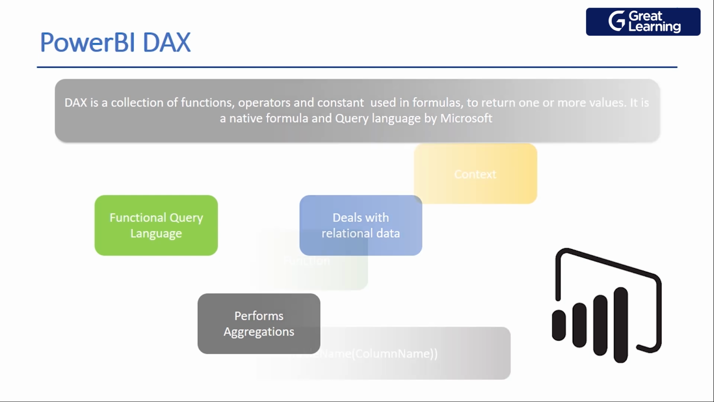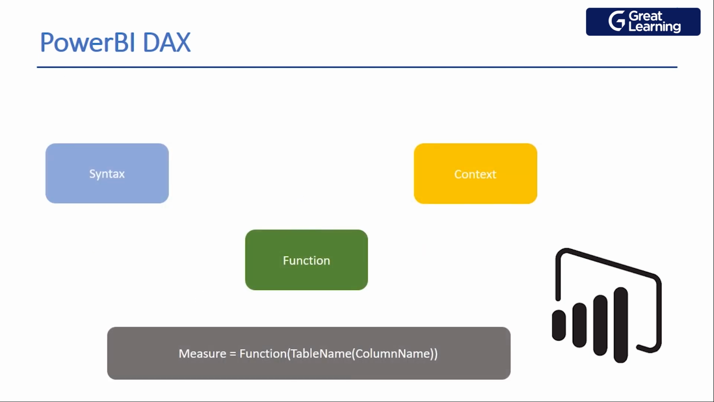Next, let us understand what the components of Power BI DAX are. When you talk about DAX in general, DAX has three components. One is the syntax, the other is the function, and the third is the context. A function is nothing but a formula, something like sum or count. So that is a function.